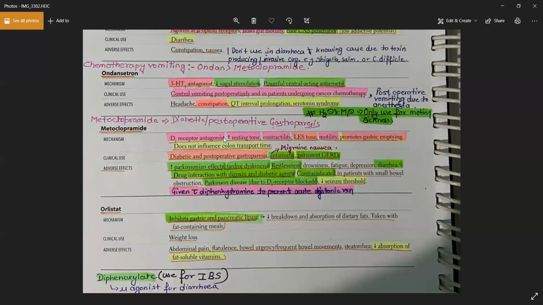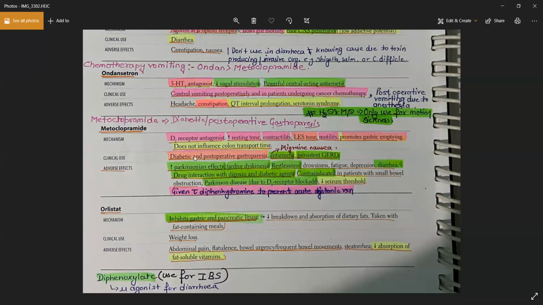Yeah, D2 receptors are Gi type. Okay, so they basically inhibit the relaxation. So they increase the tone. Okay, they increase the contractility, they increase the motility. So where you can use these drugs, you will use these drugs for the diabetic or the post-operative gastroparesis.